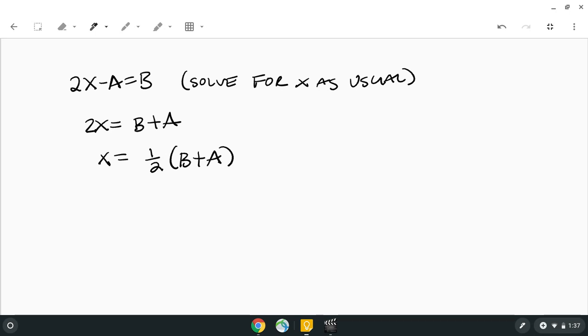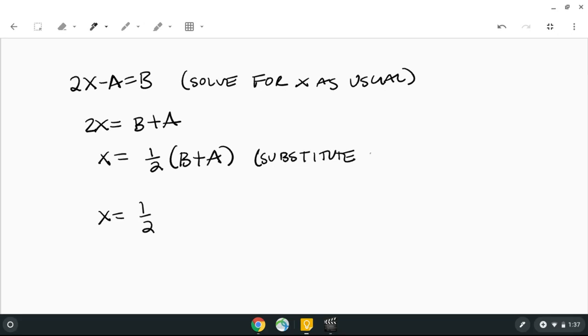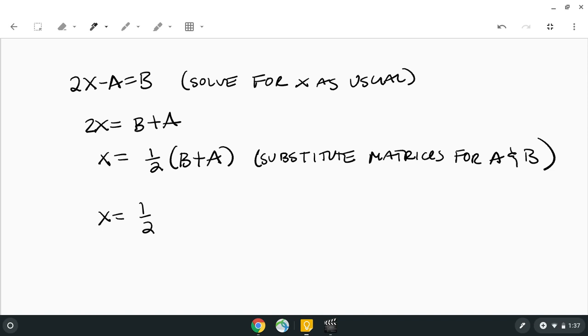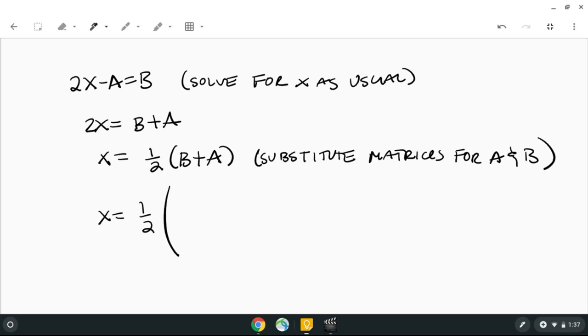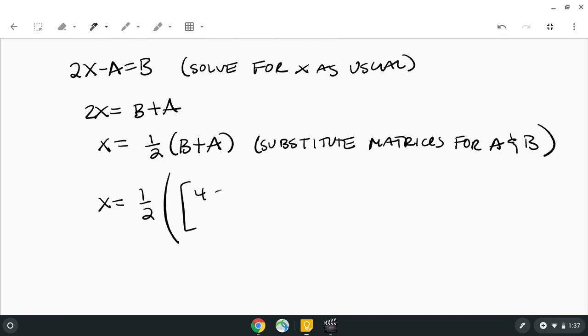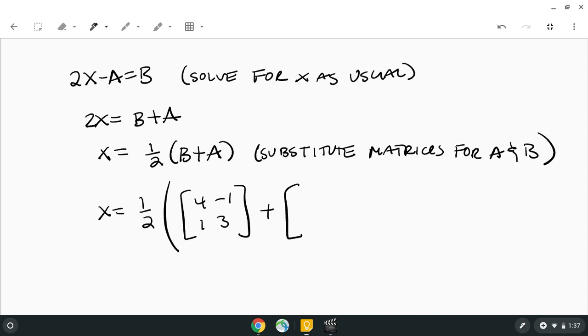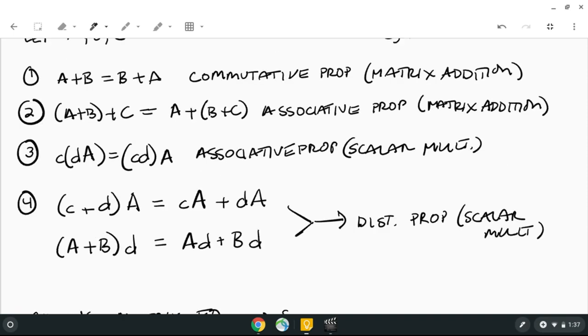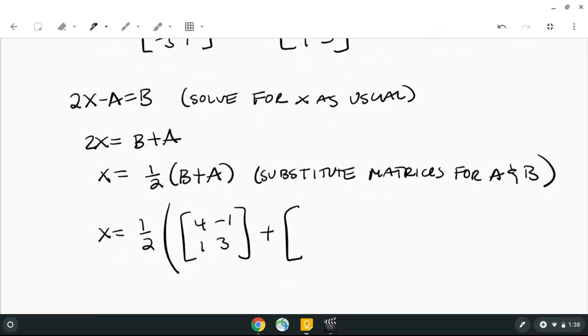Now that we have it written out for X, I'm going to substitute my matrices for B and A. So X is equal to 1/2 times matrix B, which is 4, -1, 1, 3, plus matrix A, which is 2, 3, -5, 1.